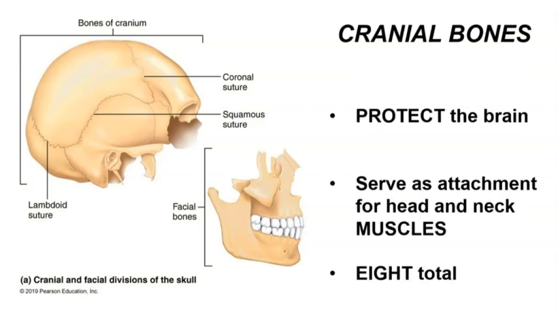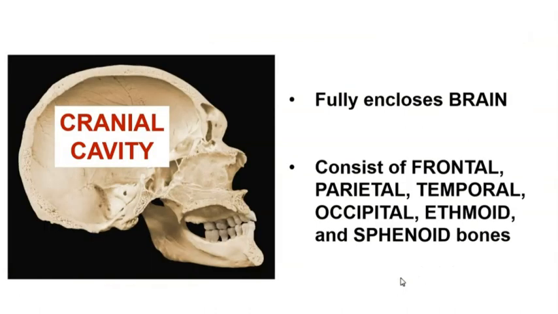Let's start with the cranial bones first. So the cranial bones, these are the bones that are directly supporting and protecting the brain. These bones also serve as sites of attachment for muscles of the head and of the neck. In total, there are 8 bones in the cranial division. So there are 22 that belong to the skull, 8 of those 22 bones are cranial bones. And we'll cover those bones here in just a few moments.